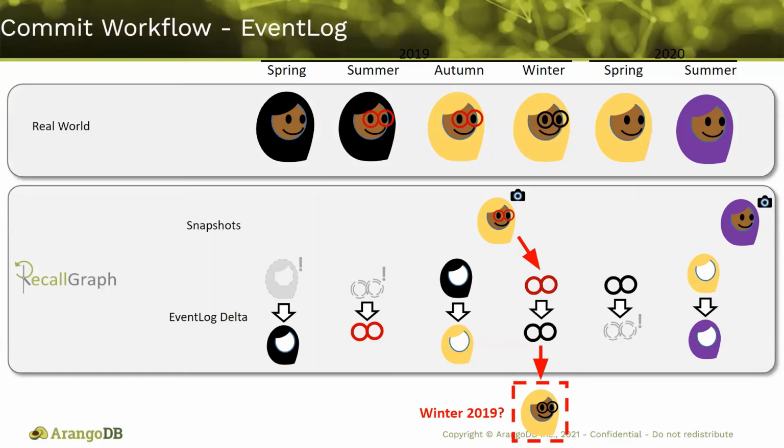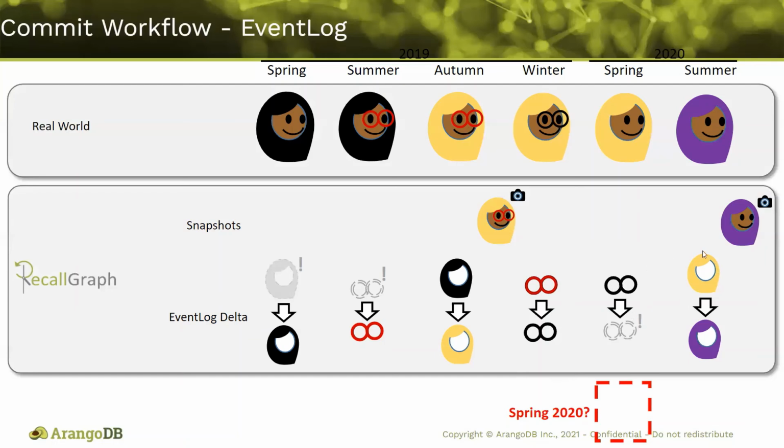What's interesting about the way RecallGraph stores these deltas is that these deltas are reversible. So you can not only refer to a snapshot that lies behind on the timeline to the point in time that you're interested in, we can also replay events from snapshots that lie ahead of the point in time that we are looking at. So for example, if we ask the question, what did Anna look like in the spring of 2020?